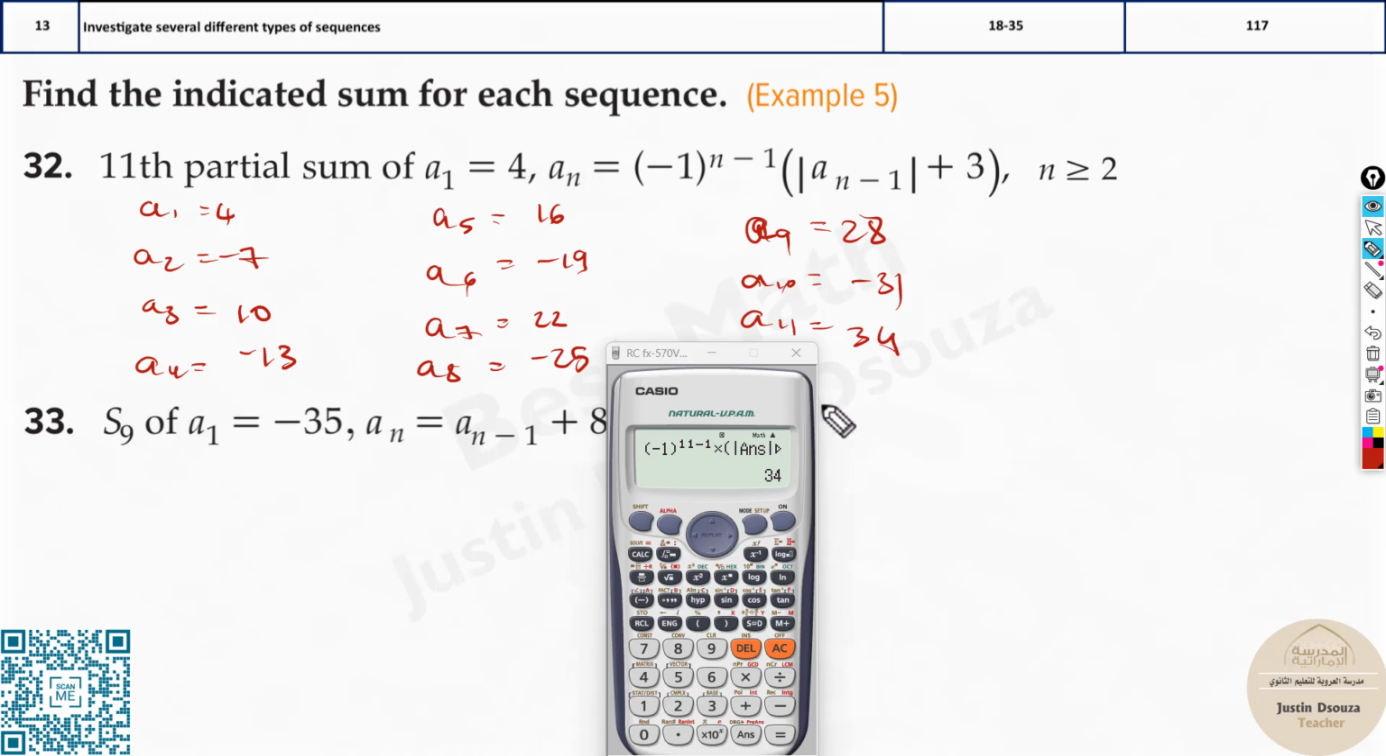I should have directly written it. Now it's silly me because I was just focusing on the answers. I just forgot the pattern. Here you can see it's 4, 7, 10, 13, and alternate negative signs. That's it. That was the pattern.